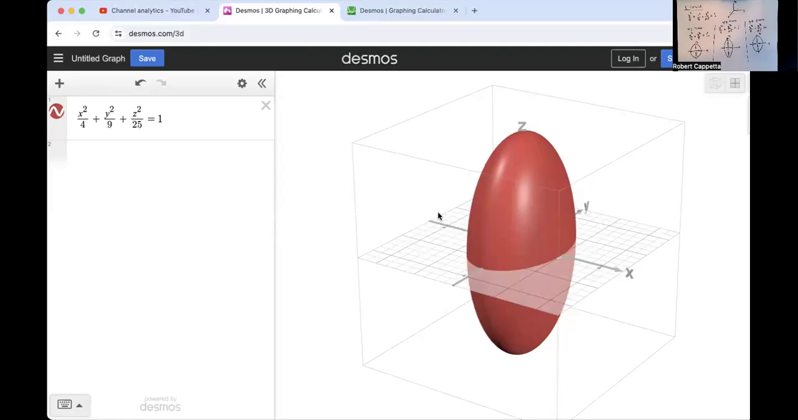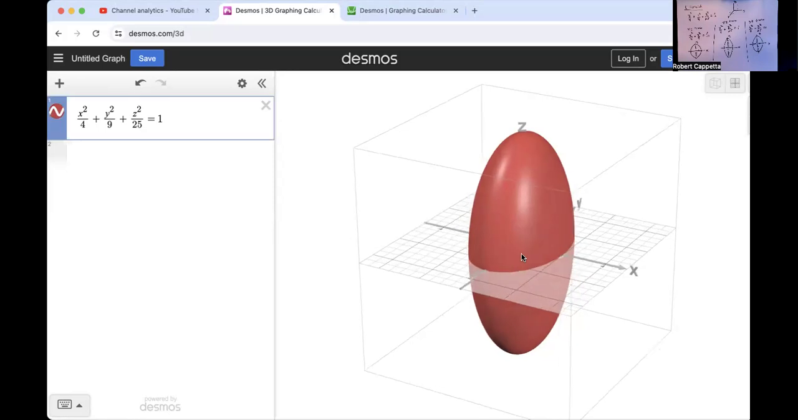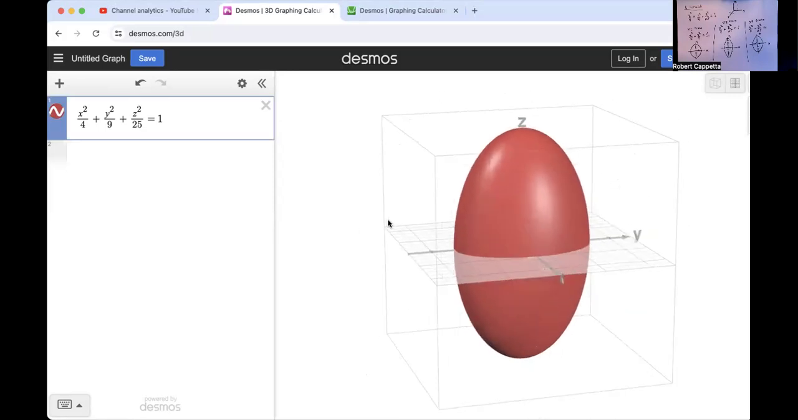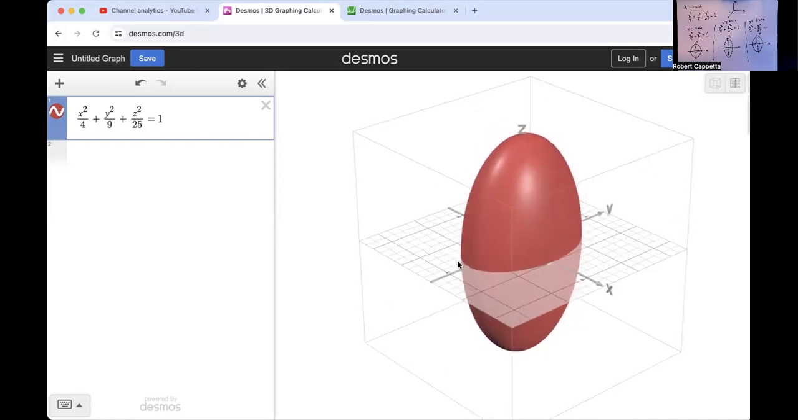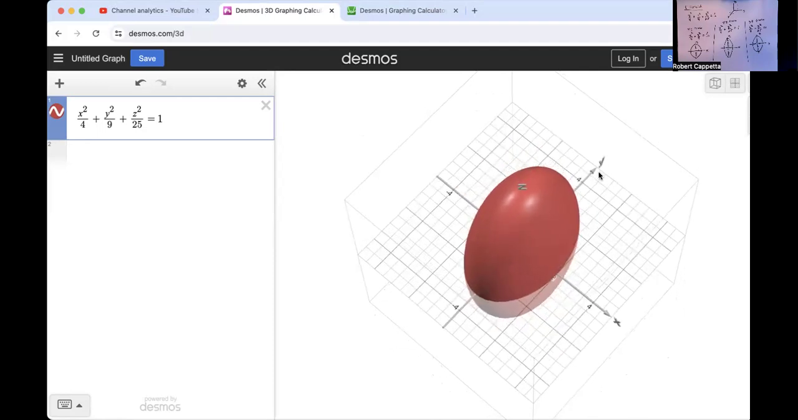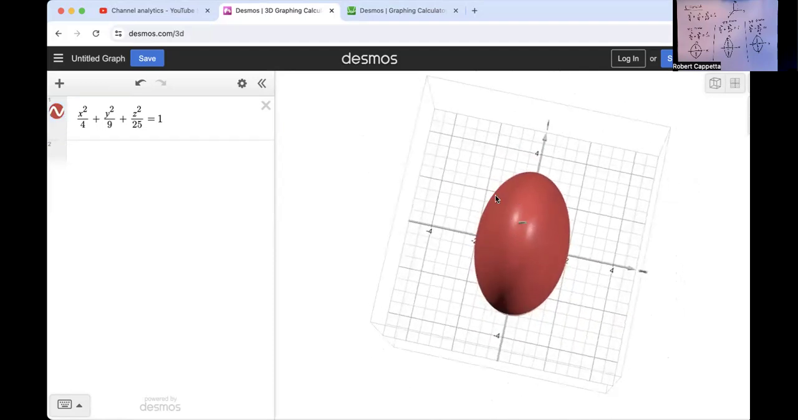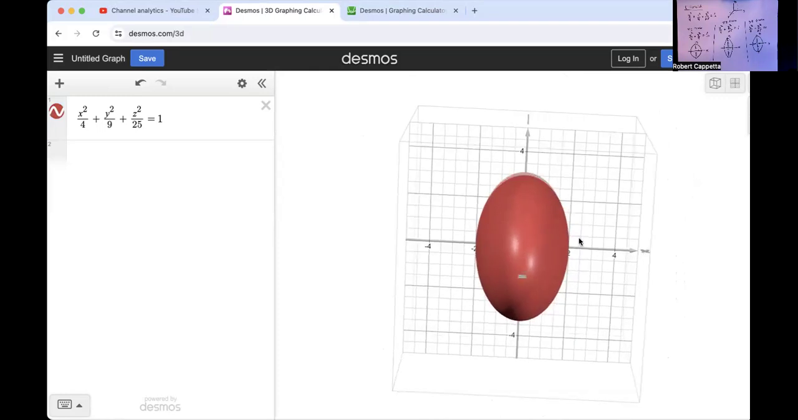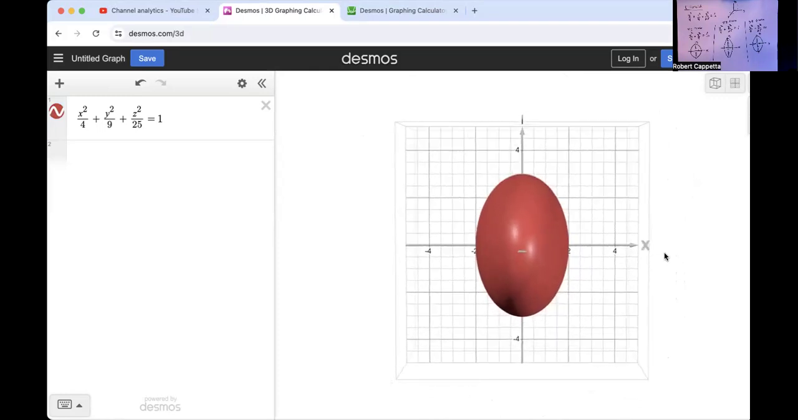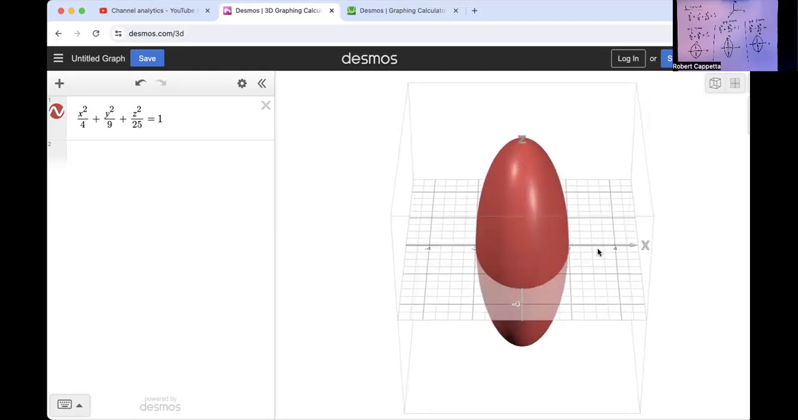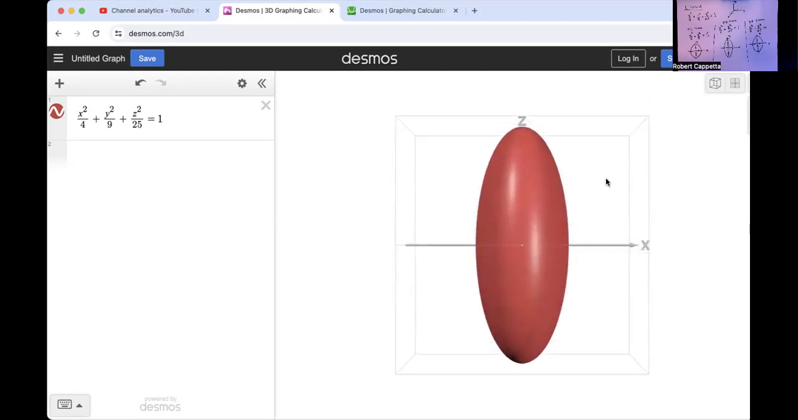So here's our graph on Desmos. x squared over 4 plus y squared over 9 plus z squared over 25 equals 1. You can see this thing looks like a football, a tablet, something like that. Now, can we see all of the traces? Let's take a look first at the xy trace. x this direction, y that direction. x out to 2, y up to 3. That's our xy trace. If I look at it forward like this, that's the xz trace.